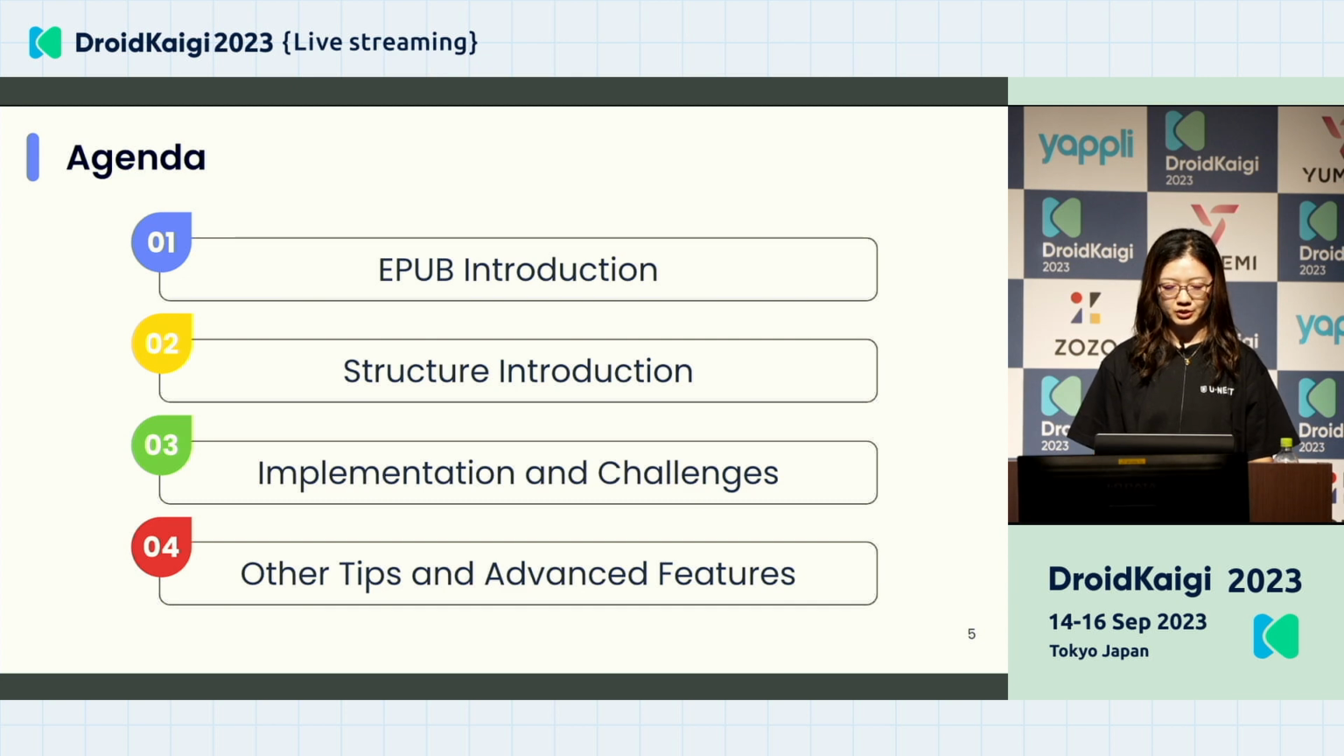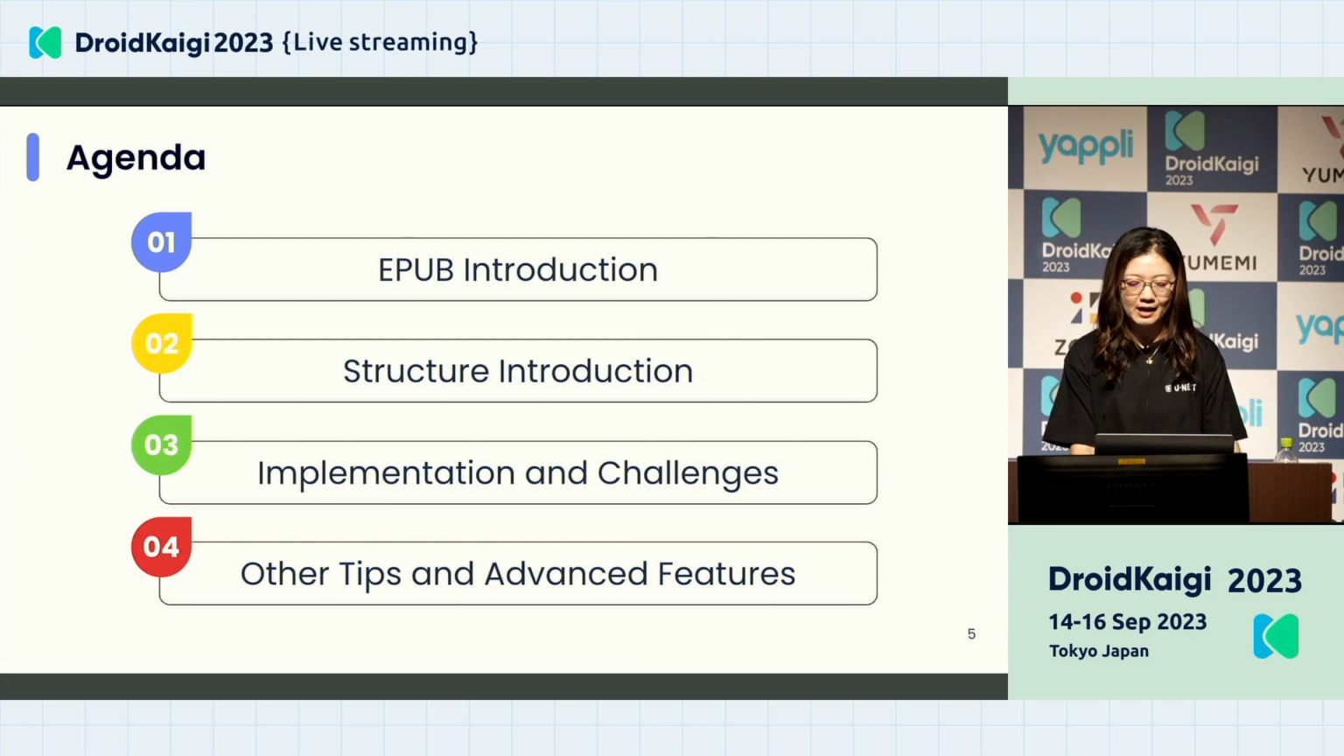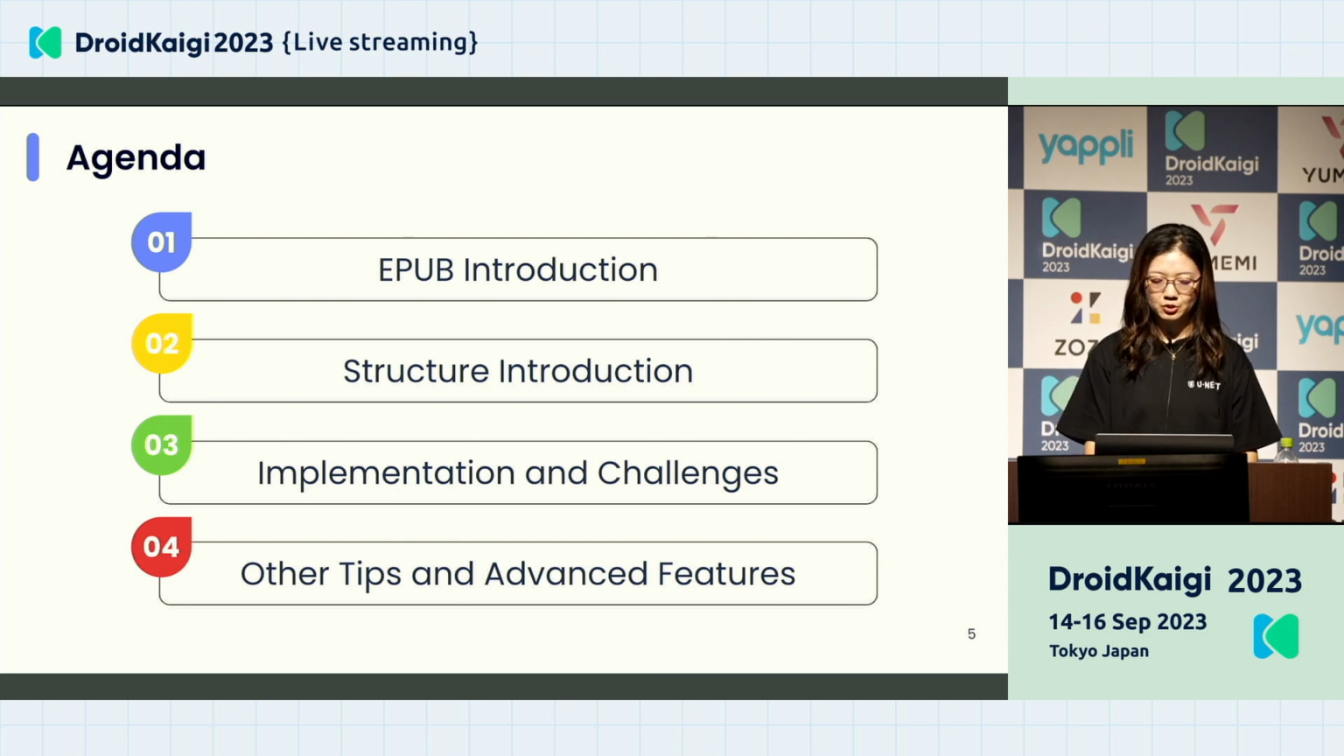In this presentation, I'll start by providing a brief introduction to Epub and the basic structure of a modern Epub Android app. Next, we'll dive into the challenges when implementing a real Epub app, focusing on issues related to AndroidView and the synchronization between AndroidView and other composables. Finally, I'll share more tips and advanced features of Epub Viewer to enhance your implementation of a full-functioned Epub app.